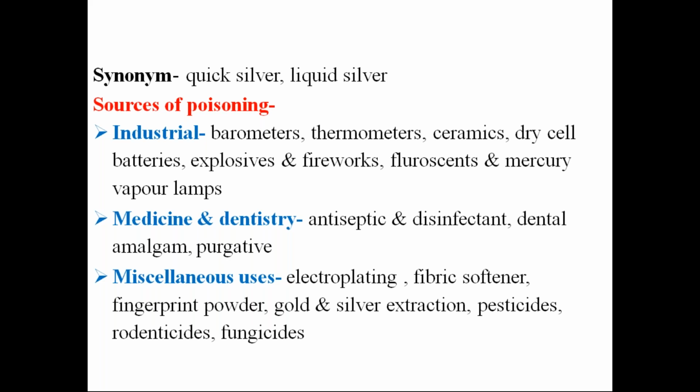And then medicine and dentistry: antiseptics and disinfectants contain mercury products. Dental amalgam and purgatives also contain the mercury metal. And then miscellaneous uses: electroplating, fiber softener, and fingerprint powder, very commonly used, and then gold and silver extraction, pesticides, rodenticides, and fungicides. So these are some of the common areas which use mercury in their manufacturing process.